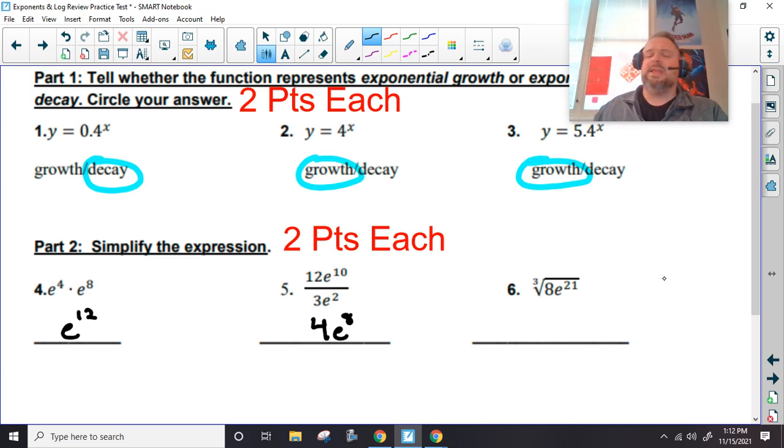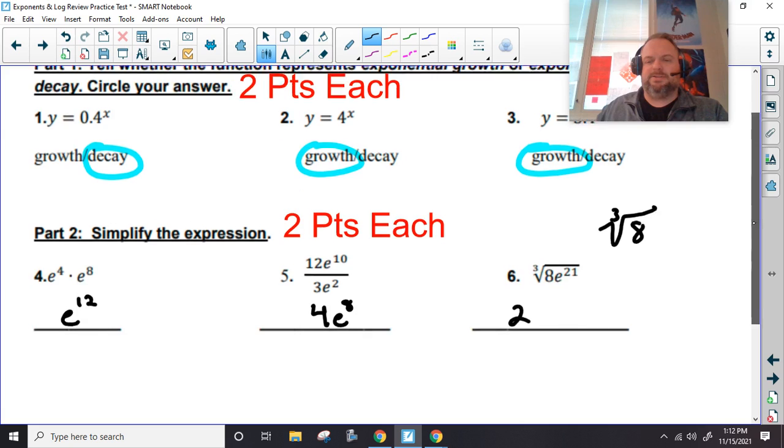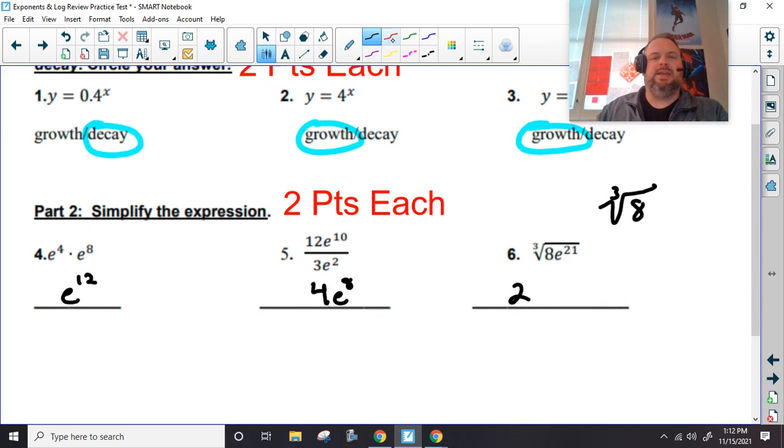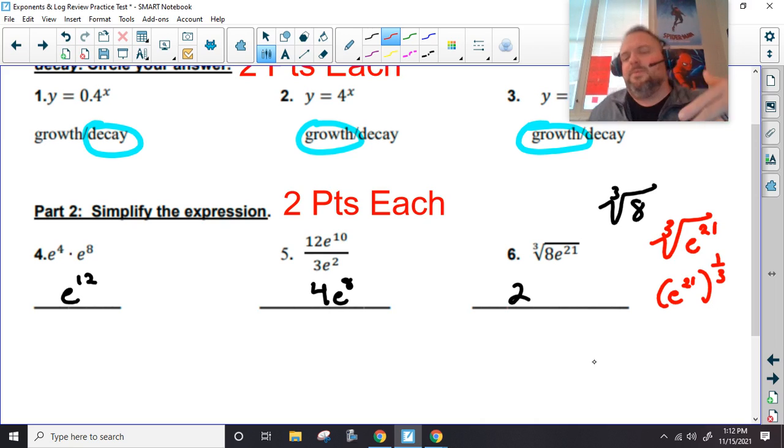Now, a couple ways you could actually do number 6. First, I would take the cube root of 8. Bam, that's 2. That's an easy thing to do. This other part, this is the reason behind it. I used to tell students just divide, but this is actually the cube root of e to the 21st, which can be rewritten to the 1/3 power. Now, when it's a power raised to a power, you multiply. So e to the 21st times 1/3.